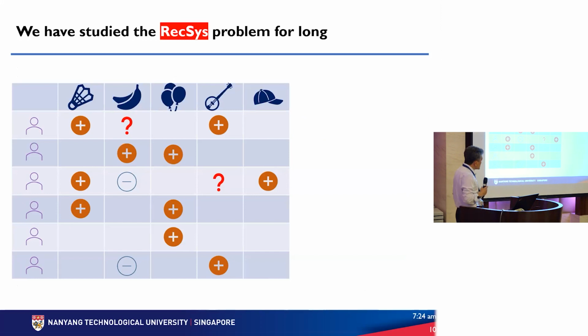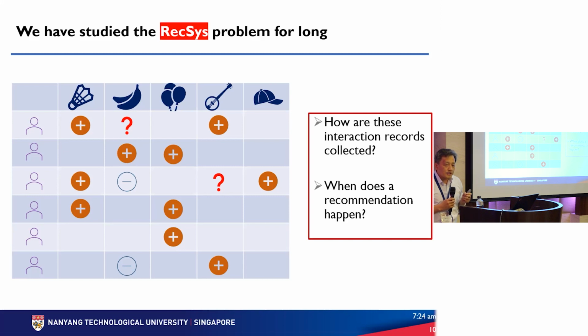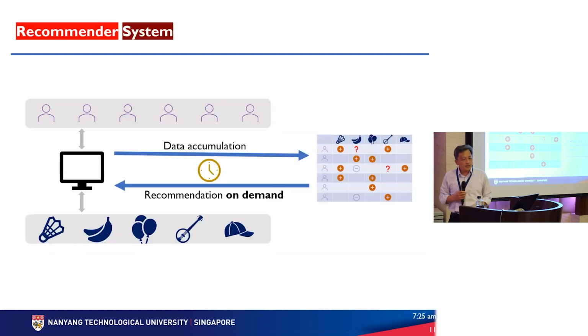But we seldom consider how we actually reach this status, how the data was collected, how these records are collected, right? And when does the recommendation really happen? Because that matters. That is the point we need to tell whether we fulfill the user's need or not. We try to predict the user's intent to request and try to answer, but that happens at a particular time, all right?